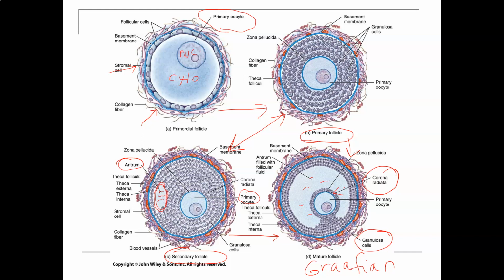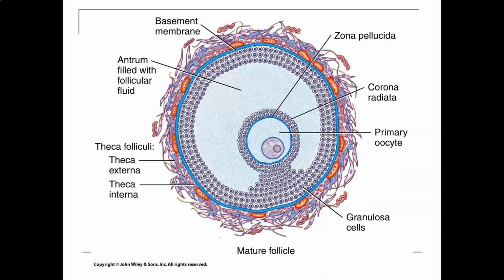Okay, so this shows the four main stages of follicle development. Again, primordial, primary, secondary, and tertiary or mature or Graafian follicle. And this is just a close-up of the Graafian follicle. You might remember this from the endocrine system, because we did look at one of these Graafian or mature follicles, and at that time we were just focusing on the endocrine function of the Graafian follicle.